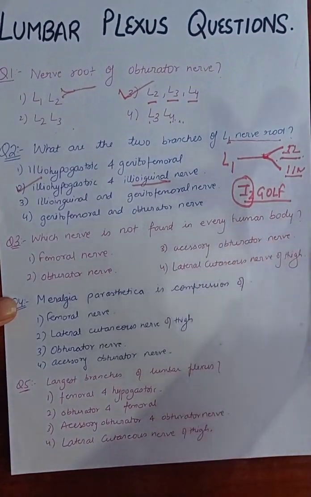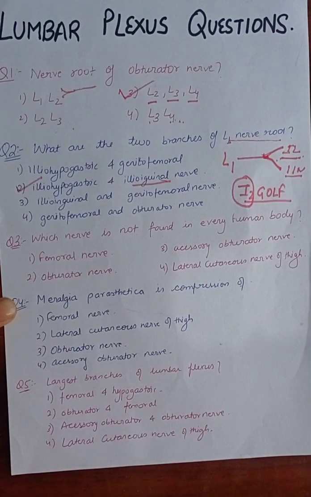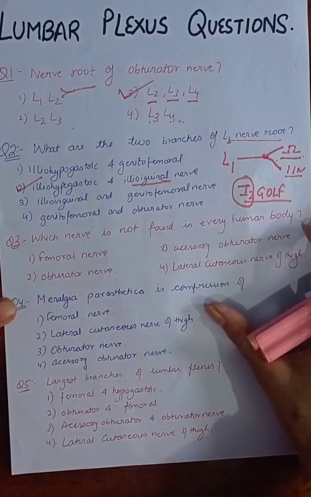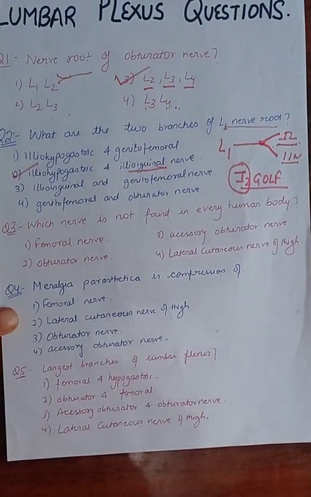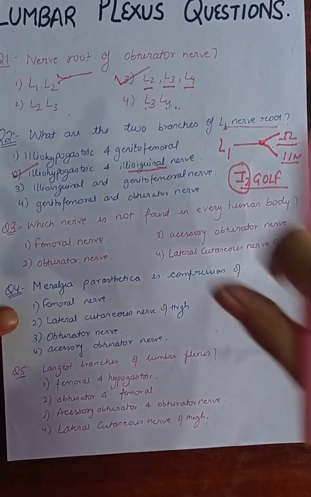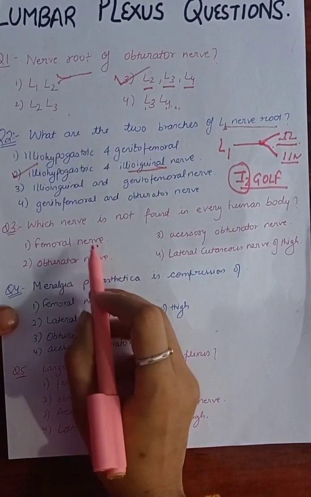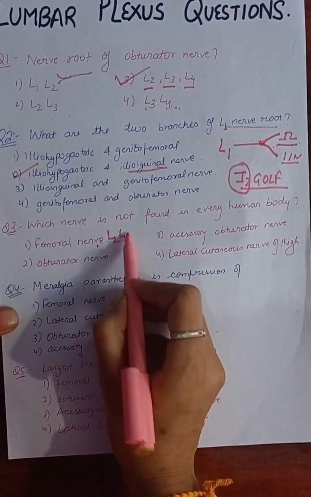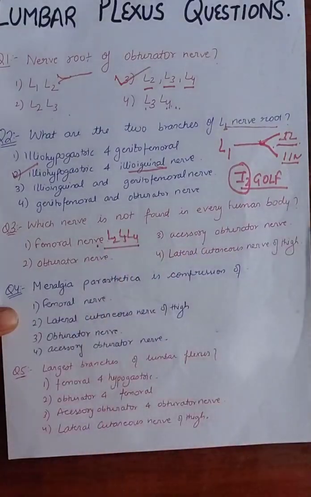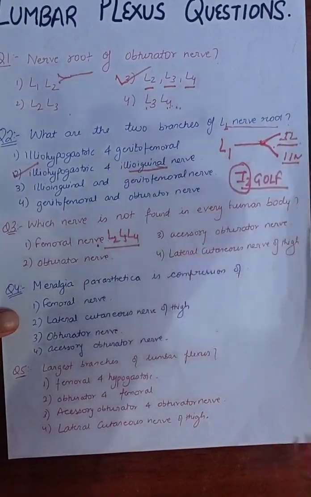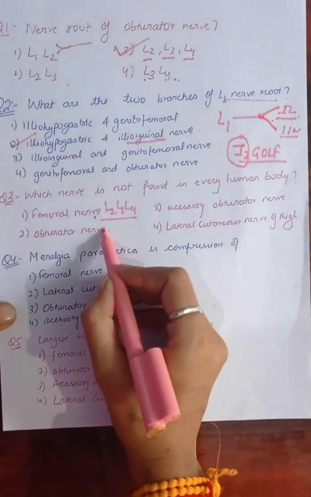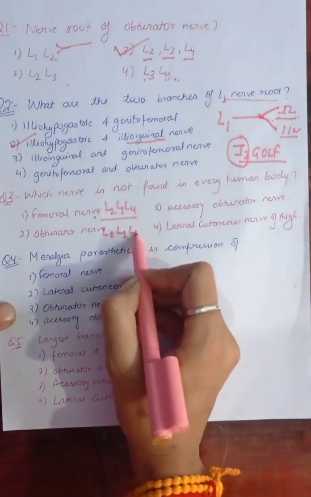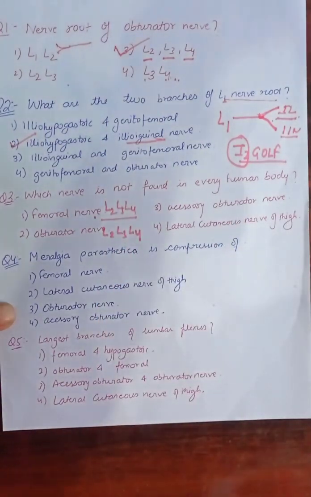Now the third question says, which nerve is not found in every human body? We know that the femoral nerve arises from L2, L3 and L4, dorsal division. The obturator nerve, I told you, arises from L2, L3 and L4, ventral rami.